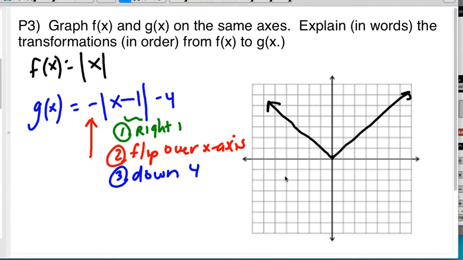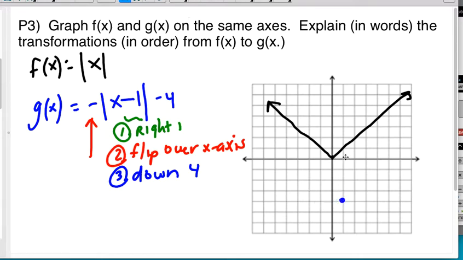So point being, if I were in front of you in class, I'd actually show you with my body that I can picture what these things are doing, right? I have my arms in a V shape, just like this absolute value. I step 1 to the right, I flip my arms upside down so my hands are pointing down, and then I bend my knees to simulate moving down 4. And that's exactly what this is going to look like. So if you can picture moving 1 right, flipping upside down, and then moving down 4, some of you are probably able to get that this is the graph I'm going to skip to in the end.